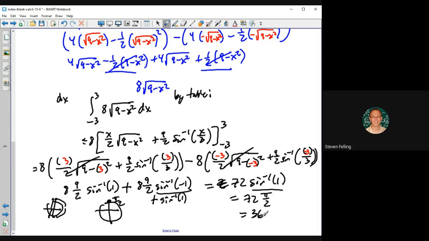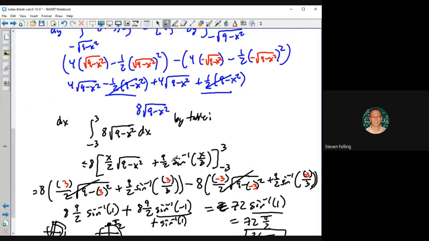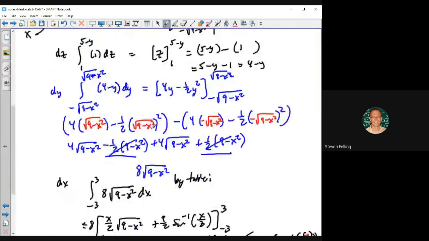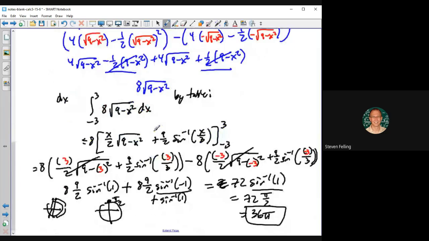So the final answer here is 36 pi. We can get an exact answer. All right. So there's other homework problems that are near problem number 21 that have similar structures. So you can look at the video here for a hint on that. And then I just have one more example I want to do.